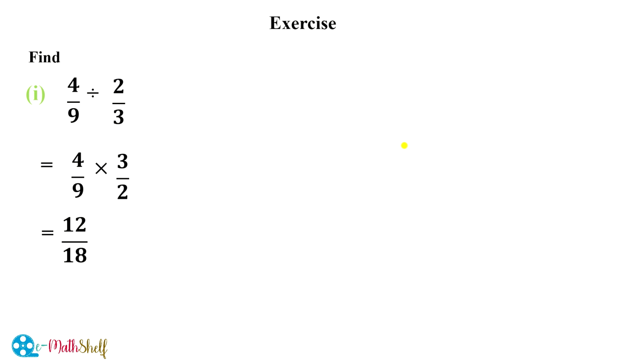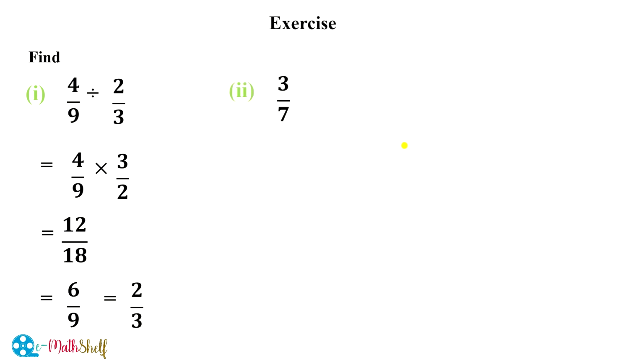Now since the number 12 and the number 18 are divisible by the number 2, we will simplify this fraction. 2 into 6 will give us 12 and 2 into 9 will give us 18. So hence we have the fraction 6 upon 9. Can we simplify this fraction further? Yes. We know that the number 6 and the number 9 are divisible by the number 3. Therefore, we will further simplify this fraction. So hence we get the fraction 2 upon 3.